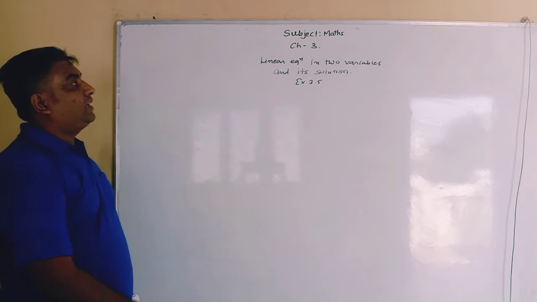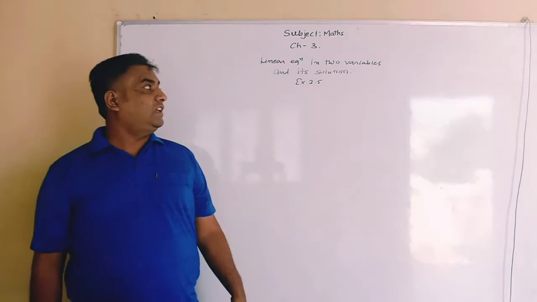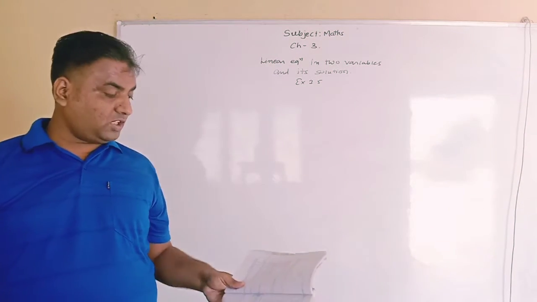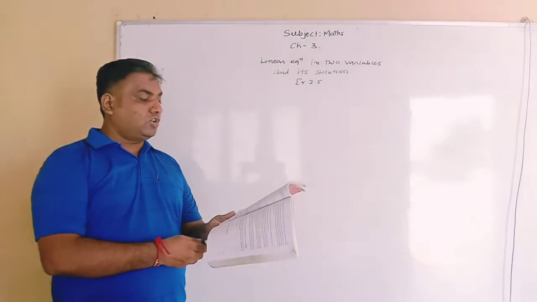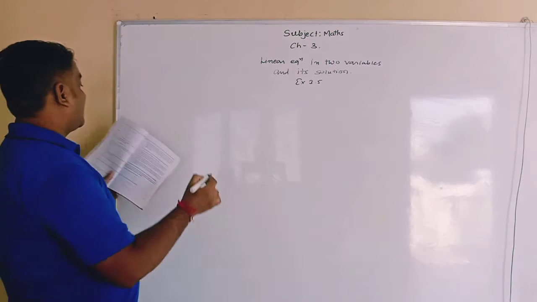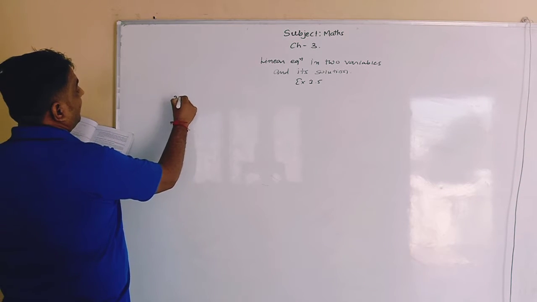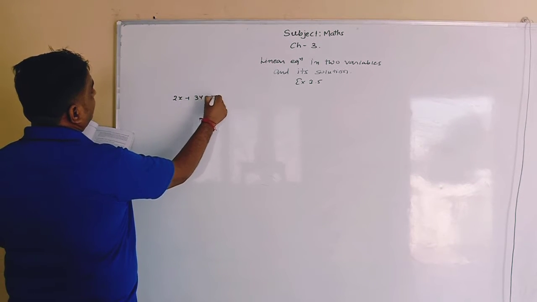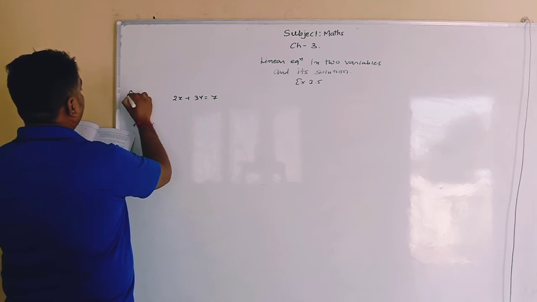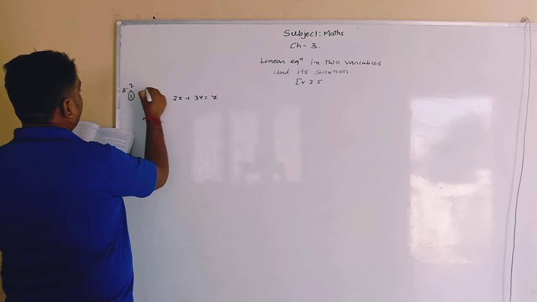Hello friends, in the maths chapter on linear equations in two variables, in this session we will see exercise 3.5, question 2 onwards. So in question 2, two equations are given. The first equation is 2x + 3y = 7.